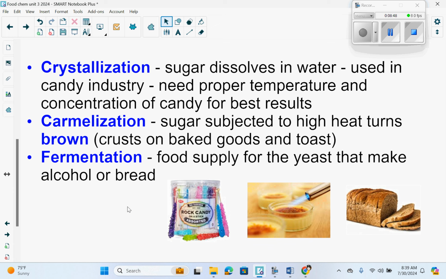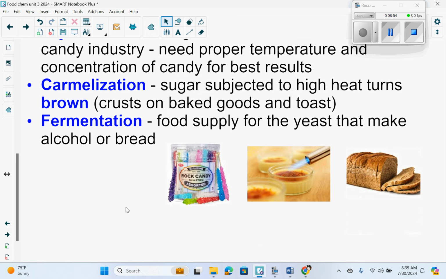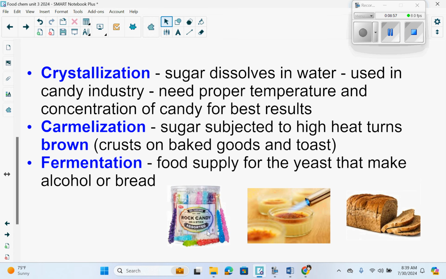And then fermentation. This is the food supply for yeast that makes alcohol or bread. Okay, so great functions of sugars: crystallization, caramelization, and fermentation.